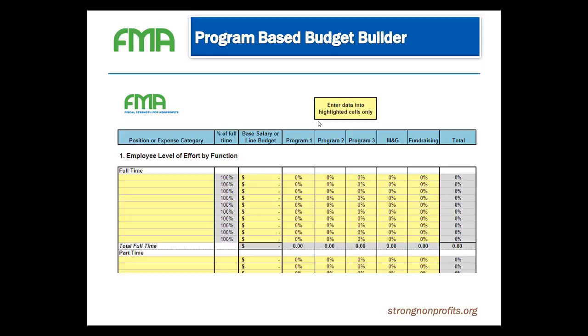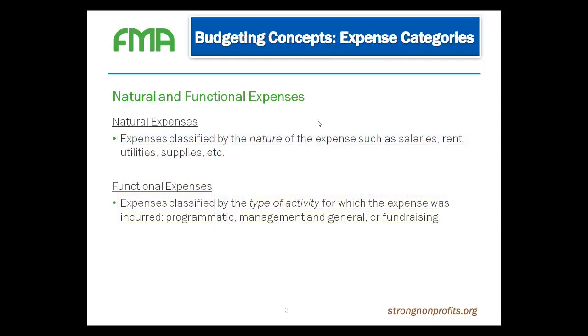Before we get into the tool itself, I think it would be helpful to review a couple of important budgeting concepts that will help us in understanding the design and the functioning of the tool. First, we have the distinction between natural and functional expenses. So natural expenses are expenses classified by the nature of the expense. Examples include salaries, rent, utilities, supplies, and so on.